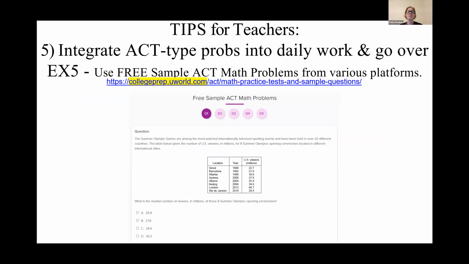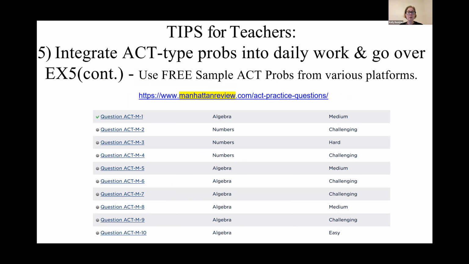Another source from various platforms for problems, again free sample problems, is collegeprep.uworld.com. These are things that you could pick or just have your students work on. They again have 4 multiple choice answers to select from. Manhattan Review, again, has 10 practice problems, and it gives levels from challenging, easy to medium, hard. It gives you levels for students to do.